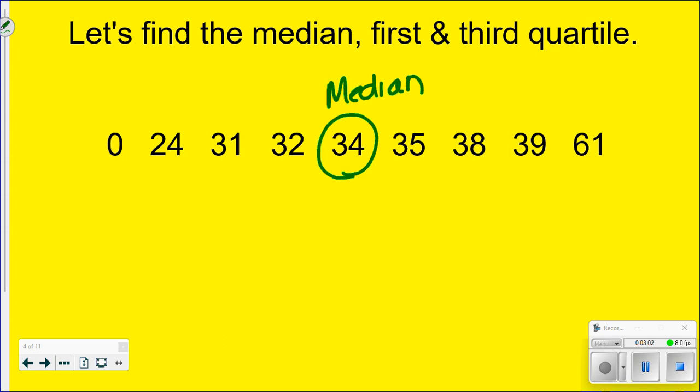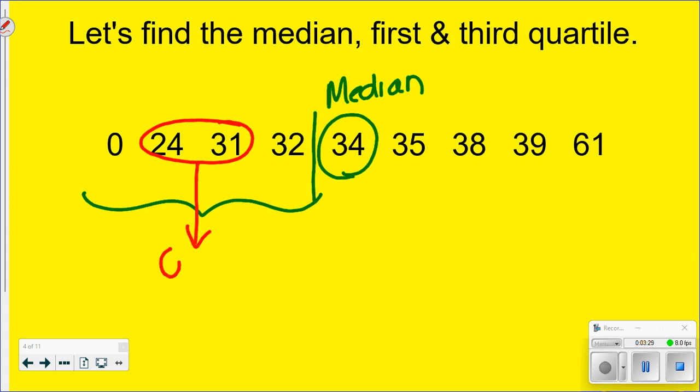Now I'm going to look at this side to figure out what my quartile 1 is. Quartile 1 is the median of the lower half. I'm not going to include 34. So the median of my lower half, I can tell that it's going to fall between these two. To find the median of those two, I'm going to add them together, 31 plus 24, and divide by 2. And so quartile 1 would be 27.5.